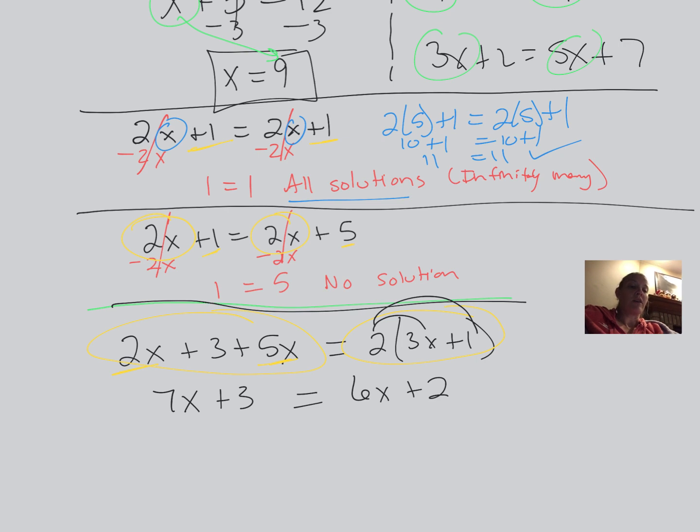Now I have where I can compare, and I'm noticing right away this is a 7x and this is a 6x. Those are different. So as soon as I see those are different, I know that's going to have one single answer. I just don't know what that answer is yet, but it'll be one answer.